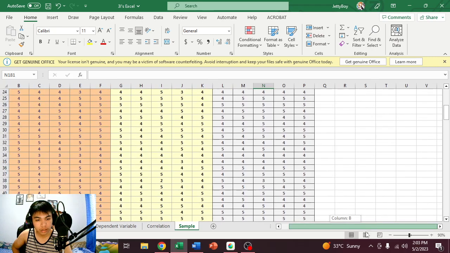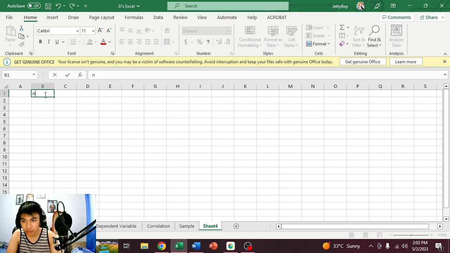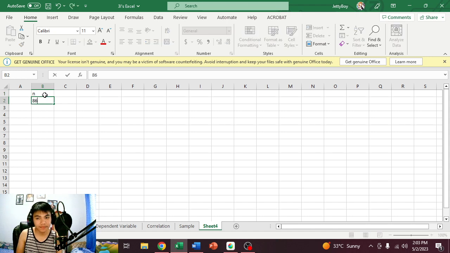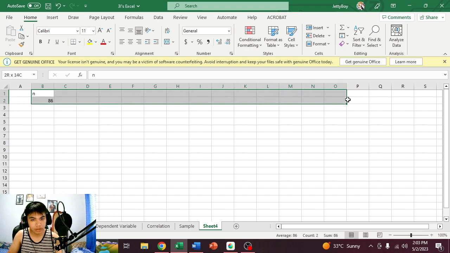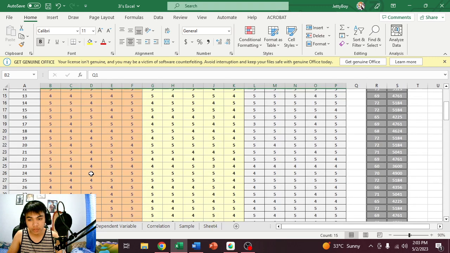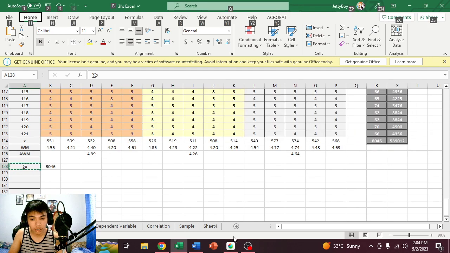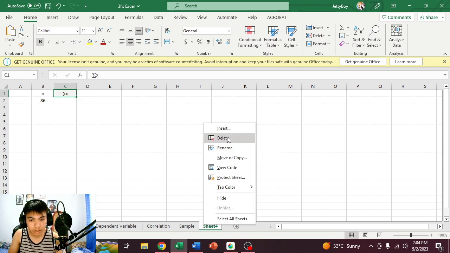And I think we would want to put that in a new sheet. Okay, so starting off, we have our n, and our n is 86. Okay, let's just make this a little more organized. And now next we have the summation of x. Okay, let's just copy it here. Sorry, I will rename this 2.